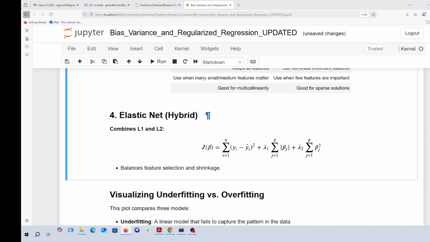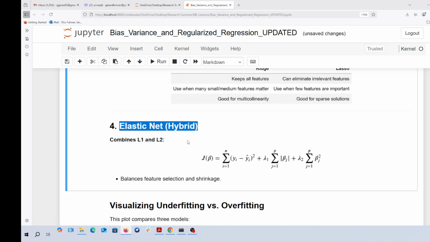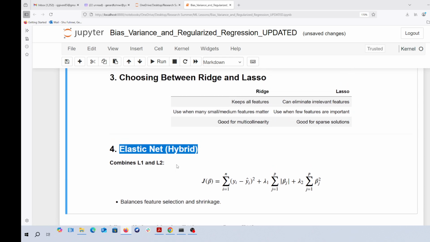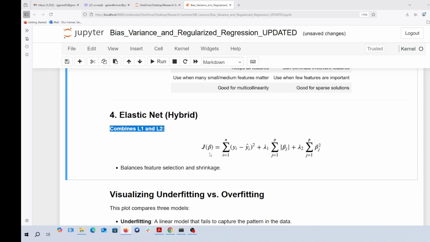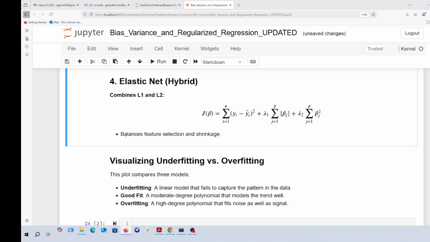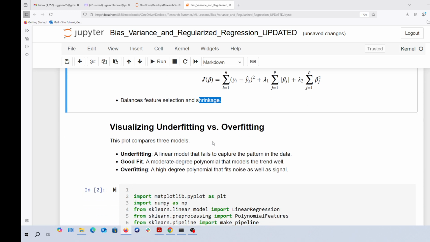Another common regularization technique that we are going to have here is elastic net, which combines L1 and L2. This is used especially as we move ahead to tree-based techniques in solving real-world problems. We are going to use elastic net a lot, which balances between feature selection and the shrinkage of those parameters.